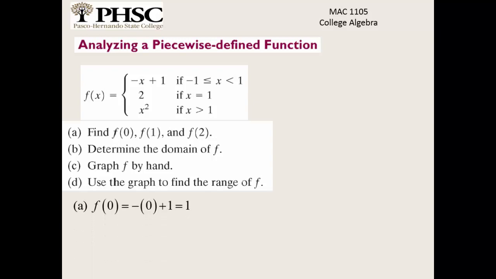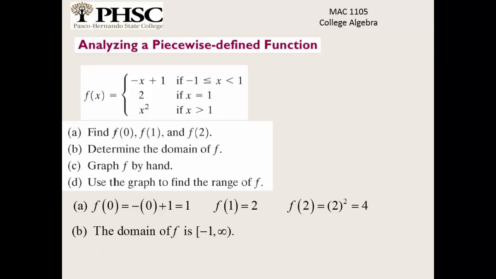So the first thing is that f of 0 is equal to 1, since if x is greater than or equal to -1 or less than 1, then we use -x plus 1. F of 1 equals 2, and you can see the restrictions that we have there. When x equals 1, the function is just going to be equal to 2. And then the other one is if x is greater than 1, then we're going to use x squared. So f of 2 is 2 squared, which is 4.